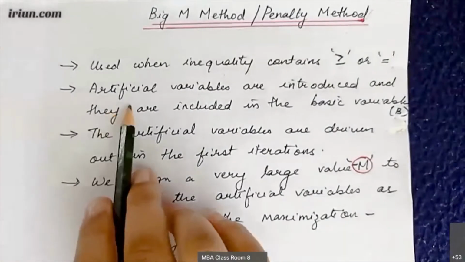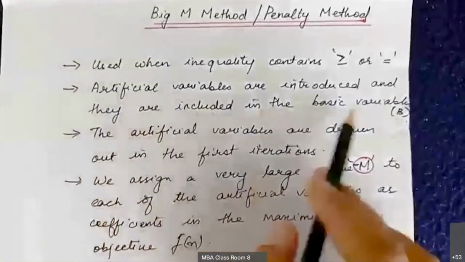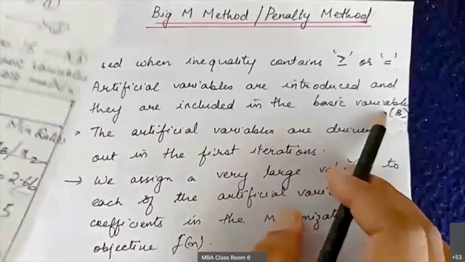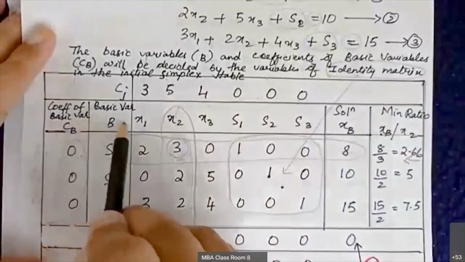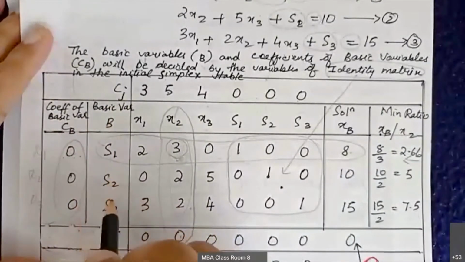Okay, so the second constraint over here says artificial variables are introduced and they are included in the basic variable. See, in the previous problem, I'll show this table. This is what we did for the previous one. We have to include, this is the basic variable. In this basic variable, we have to include artificial variables.